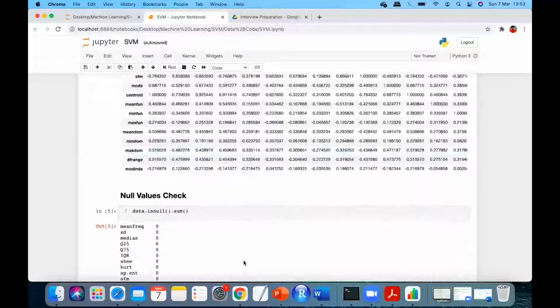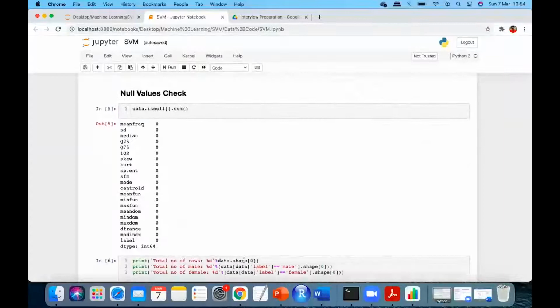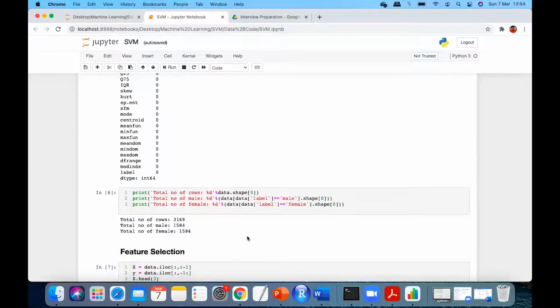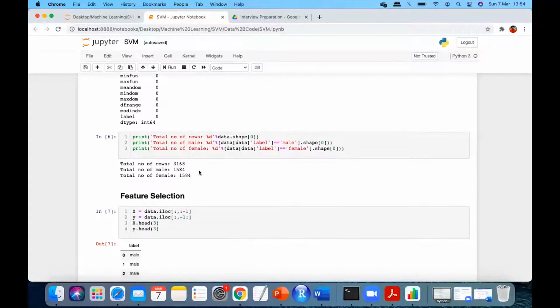With that, let's do the null value check. I saw that no null is there. And let's see the classes. Usually what used to happen is, I'll also talk a bit about this: if the number of males is much more than the number of females, then what will you do?